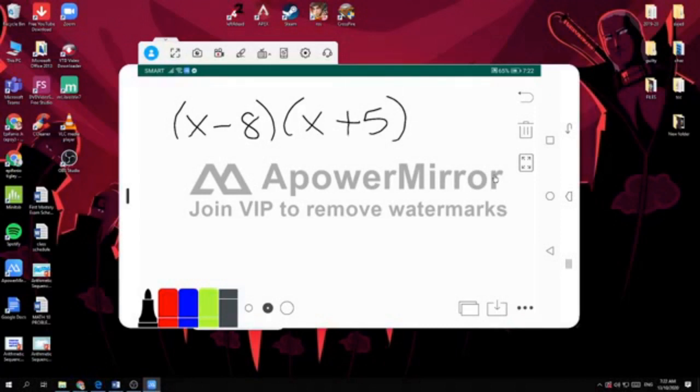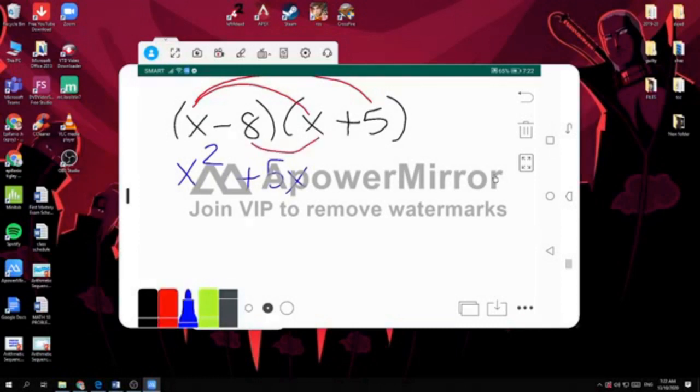X plus 5. So first term, how much is that? X squared. Okay. Next, outer terms. Plus 5x. Inner terms. Minus 8x. So take note of the sign. Do not forget the sign. And the last term. Minus 40. Okay.